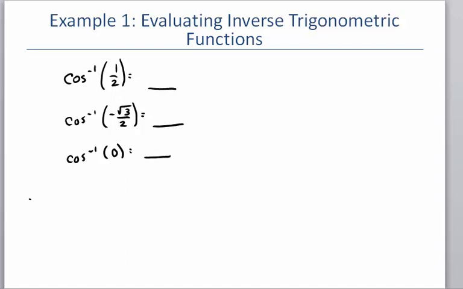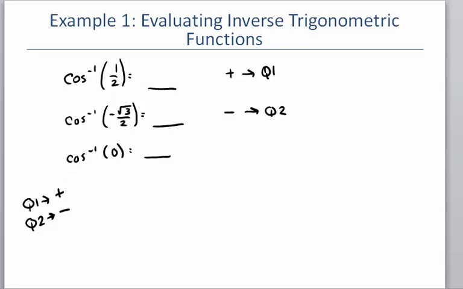Remember that we have quadrant 1 to account for the positive values, and quadrant 2 is going to account for the negative values. So 1/2 is positive, so we're going to have an angle in quadrant 1 as our answer. Negative square root of 3 over 2 is going to be negative, so we're expecting a quadrant 2 answer. 0 is neither positive or negative, which means more than likely we're going to be talking about an angle that lies not in a quadrant, but on an x or y axis. Okay, so let's go ahead and get started.